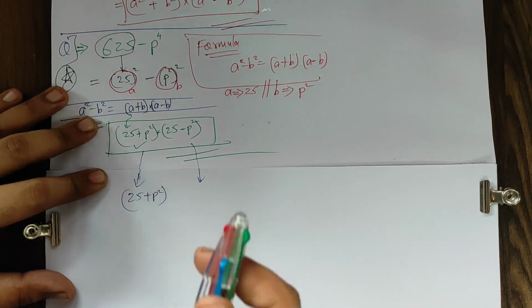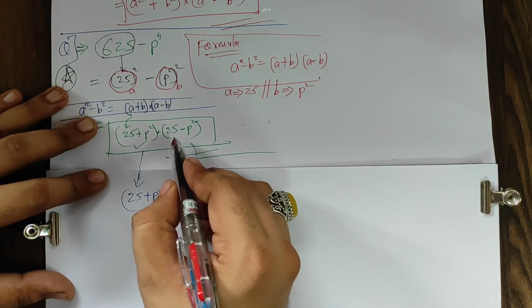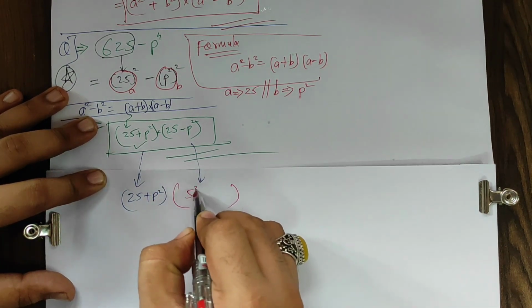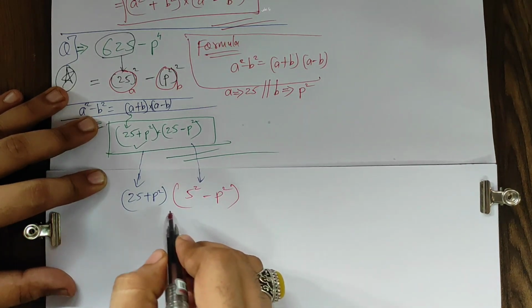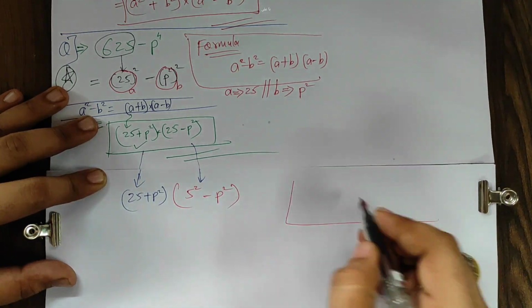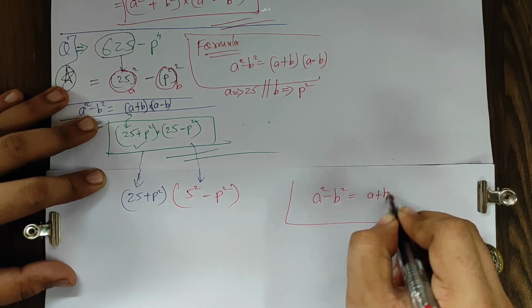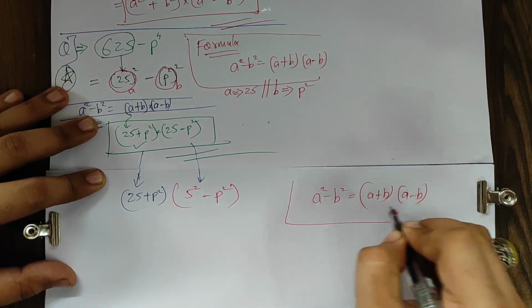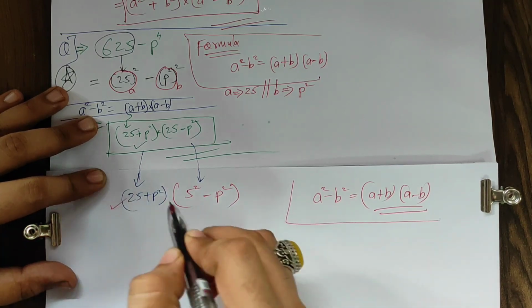Can I say, students, with the red color pen I am writing this bracket, that 25 is a perfect square. So can I write it as 5 square, and this becomes 5 square minus p square. Why did I not write 5 square over here? Because there is no formula for plus. Which formula do we have? For minus: a square minus b square is a plus b and a minus b. So for plus I don't have any formula, so I copied this as it is.